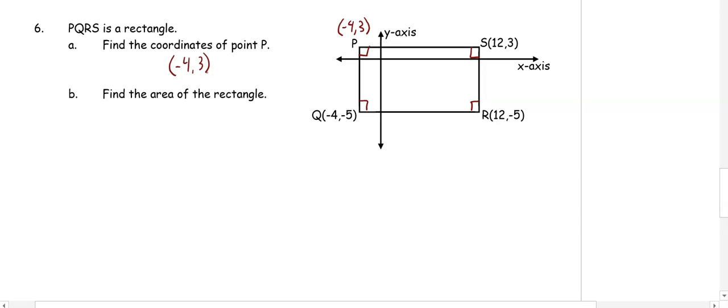Then to find the area of the rectangle, we want to find the length of the sides. So how do we get from S to R? So how do we get from 3 to -5? We went down 8 units, so that length is 8. And from Q to R, we go from -4 to 12, which is a change of 16, so that length is 16. So our area is length times width, so 16 times 8, which equals 128 units squared.